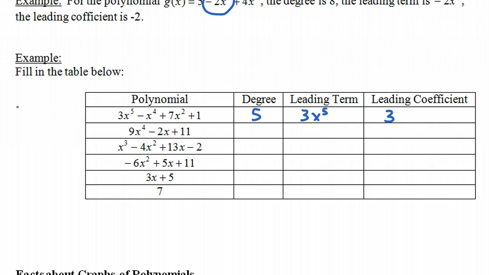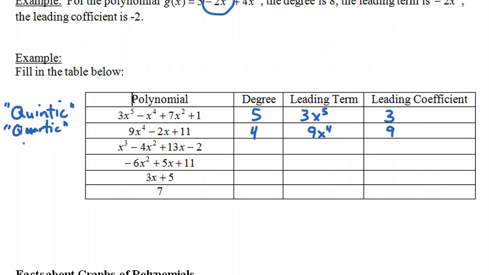Okay, a degree 5 polynomial is said to be a quintic polynomial. Now, the next one is a degree 4 polynomial. It's a fourth degree polynomial. That's called a quartic, kind of like quart, you know, like 4 quarts in a gallon. Quartic, Q-U-A-R-T-I-C. Quartic polynomial. The leading term is 9x to the fourth, and the leading coefficient is 9.